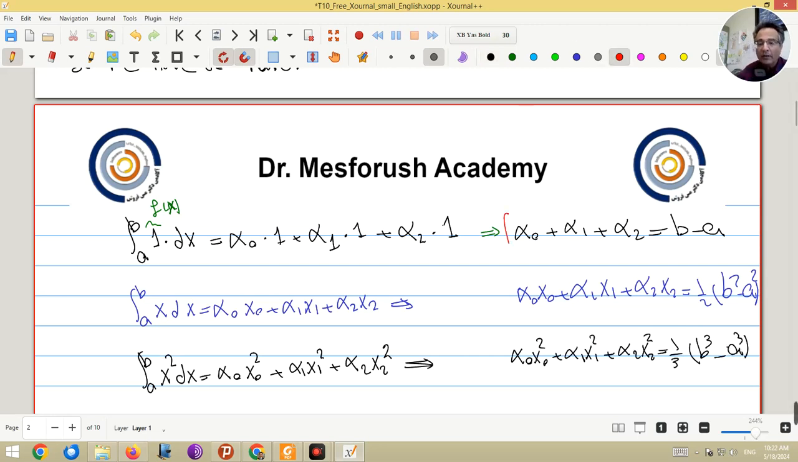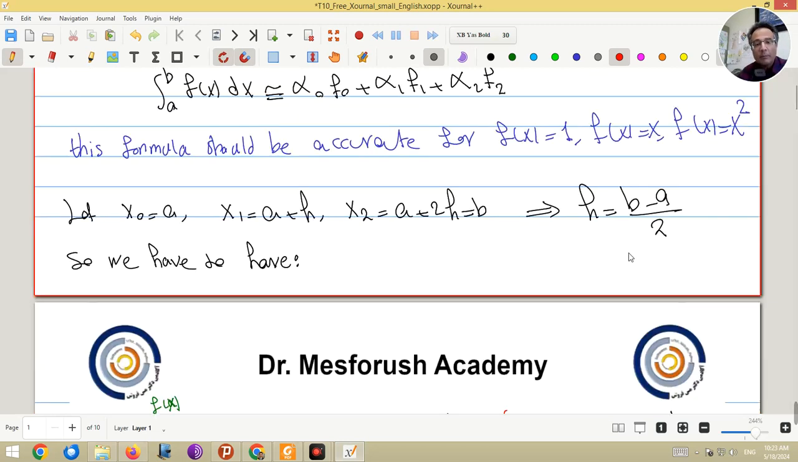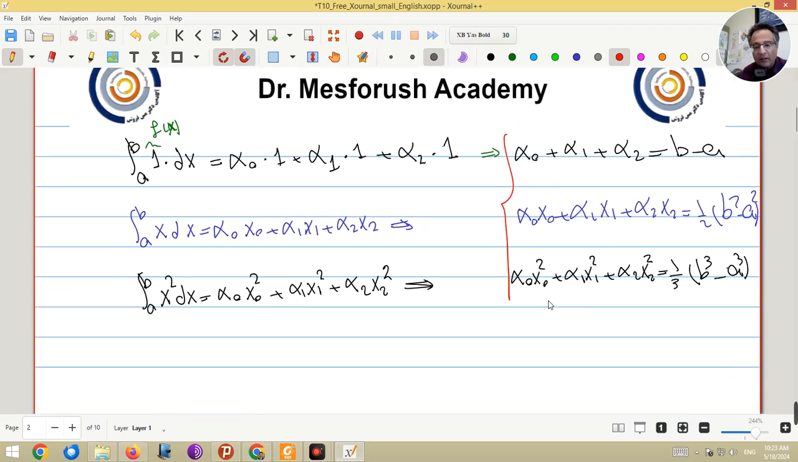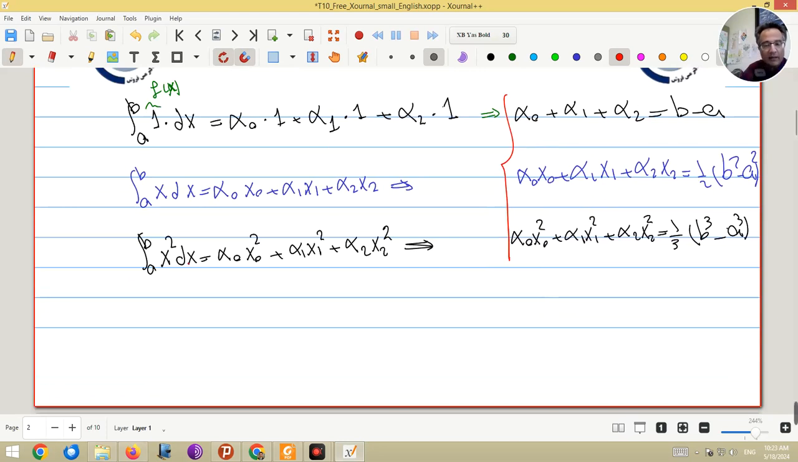Okay, so in fact I have this system of equations. This system of equations has three unknowns with three equations. Okay, if you put instead of x0, x1 and x2 from here a plus h and a plus 2h, or b in fact, so you will get a system like this. So in fact this system of equations gives a new one.